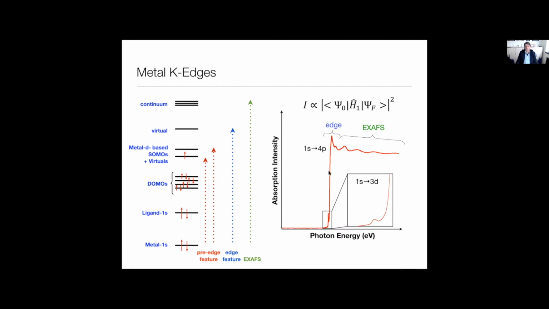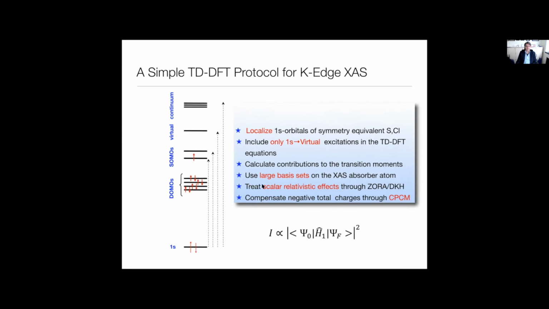Let's briefly talk about the intensity mechanism. The intensity of these transitions is simply proportional to the golden rule expression, where psi 0 is the many particle wave function of the ground state, psi f is the many particle wave function of the final state, and H1 is the operator that describes the interaction of the electronic system with the light wave. Before I go into that in more detail, this is quite simple and easy to calculate by DFT.